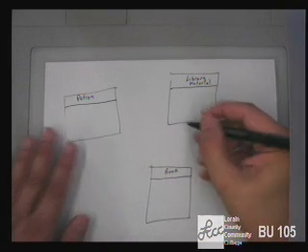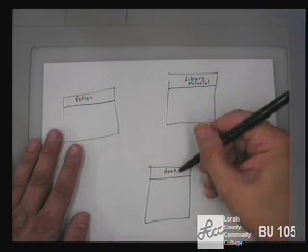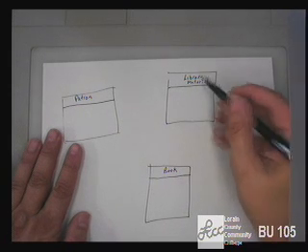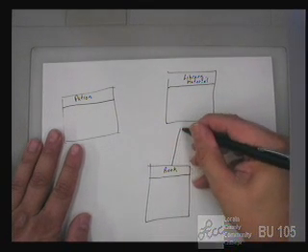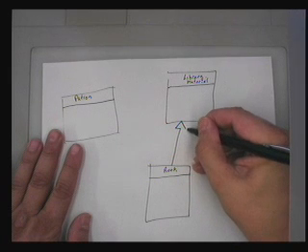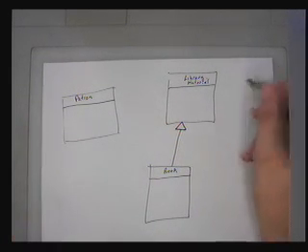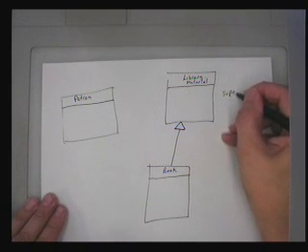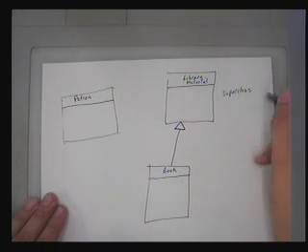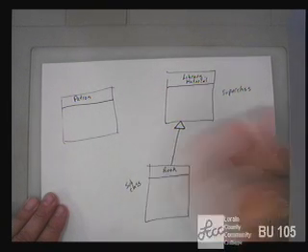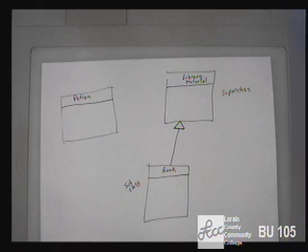Library materials is the superclass. In other words, a book is an example of a library material. Inheritance is shown with an arrow like this, where the superclass is shown up here, and the subclass is shown here. You then define the attributes and the methods.